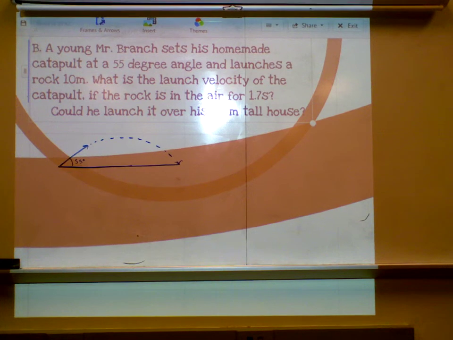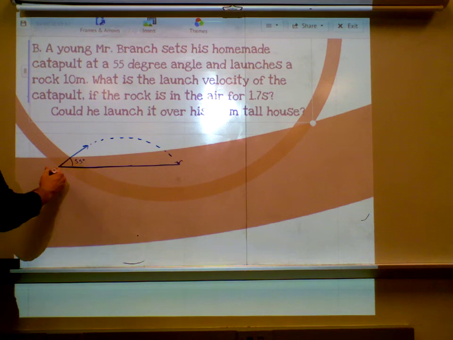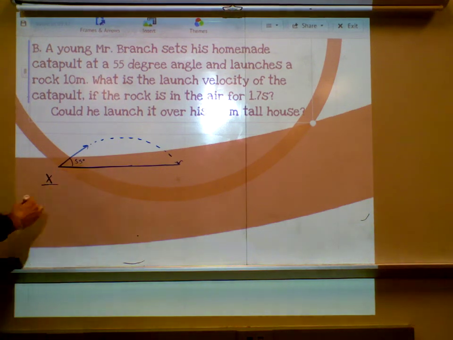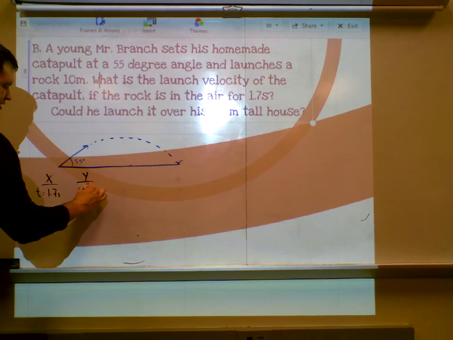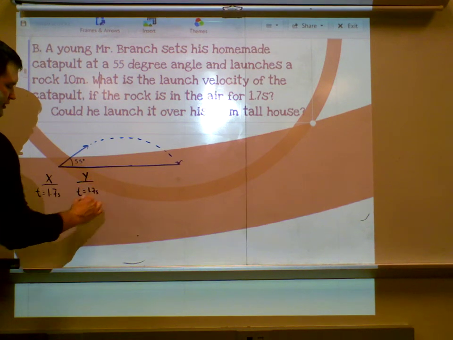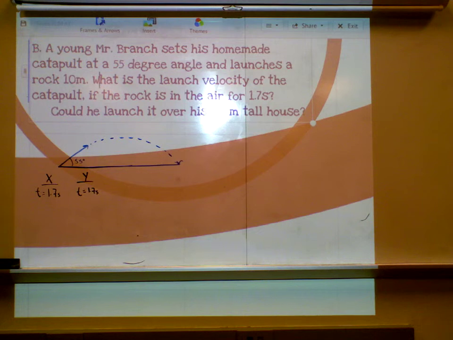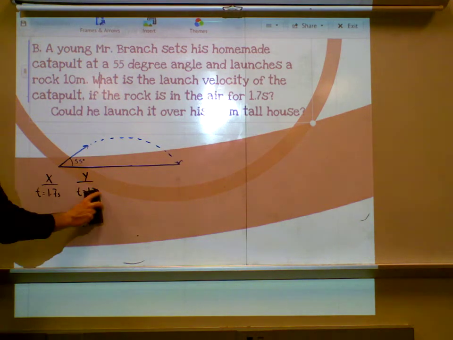All right, back to this. So let's make an X and Y list. What do we know in the X direction? We know the time. Time is 1.7 seconds, right? Is that only in the X direction? No, it's also in the Y, because time is a scalar. So time in both directions is 1.7 seconds. What else do we know?